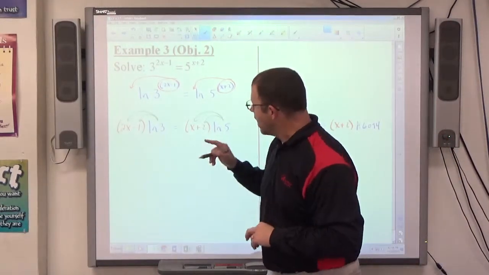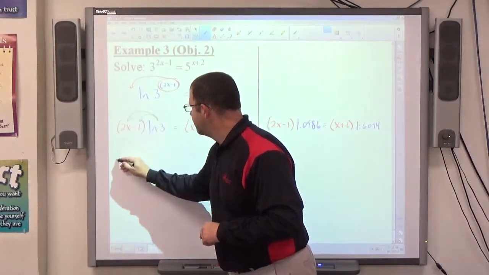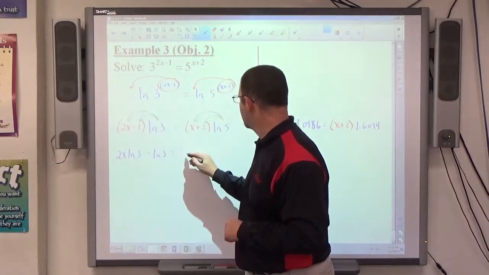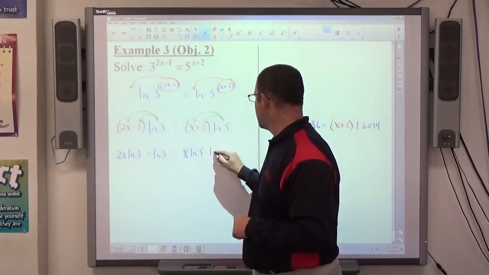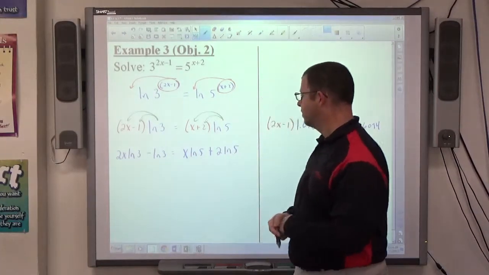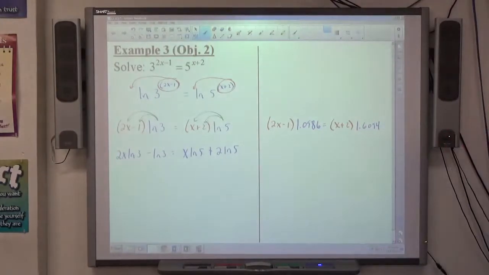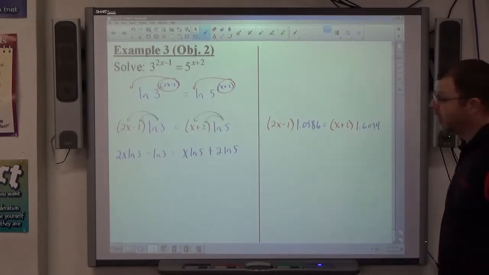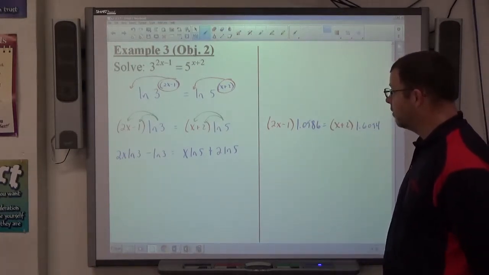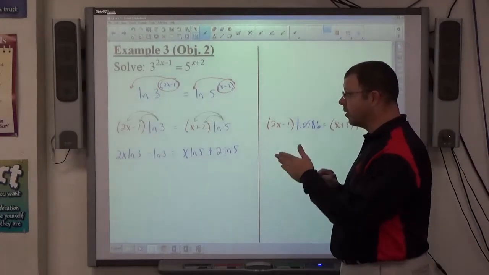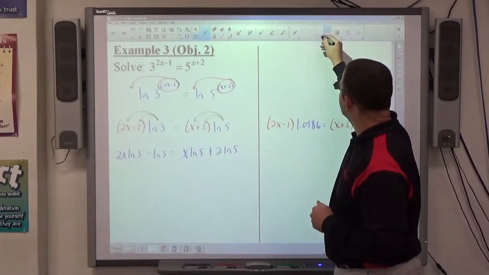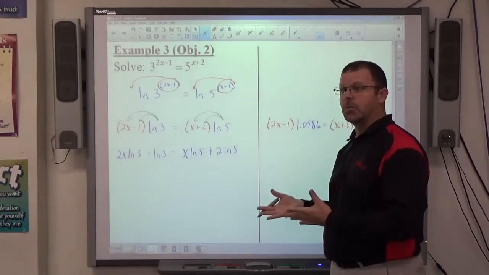Just me. So in this case, 2x ln 3 minus ln 3 equals x ln 5 plus 2 ln 5. Just basic distributive property going on there, nothing weird. Ln 3 times 2x makes that. Ln 3 times negative 1 makes minus ln 3. X ln 5 and 2 ln 5. Once you do a distributive property, now you're left with just a basic algebraic equation. And when I say basic, I mean in the fact that some terms have letters, some don't.